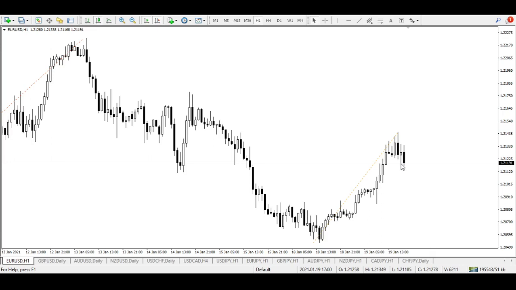And if you're watching the video and price is very near to my entry point, you can also take the sell position. Now let's discuss why I took this sell position.